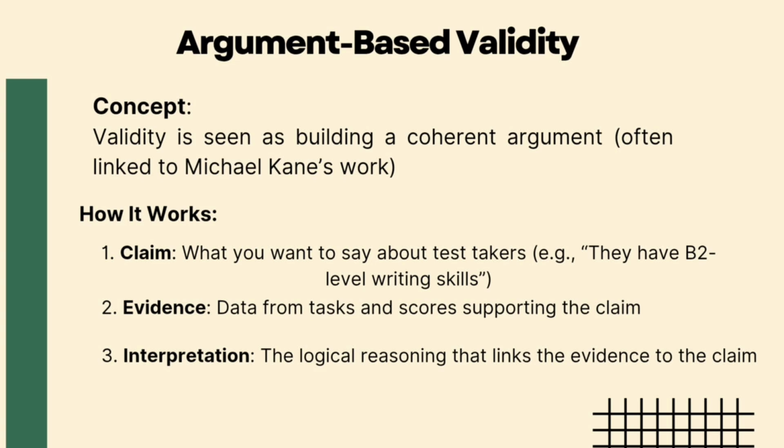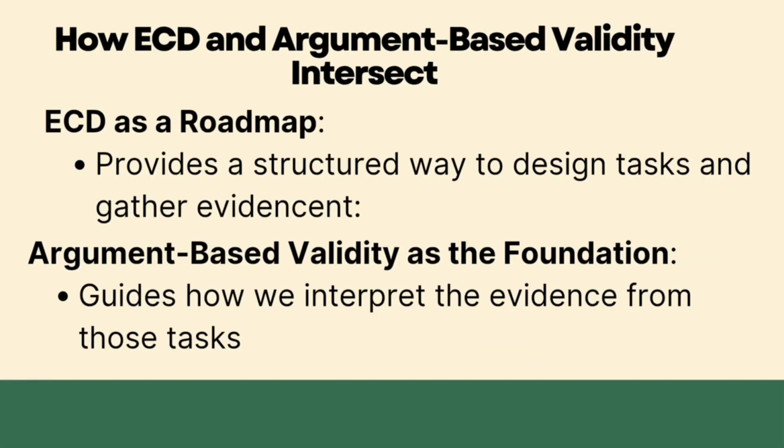In this part, we have to connect the evidence to the claim. For example, if an essay of a student is used to claim that it is in a B2 level writing skill, the argument must show the aspects such as the structure of the student, the sentence structure, the grammar, and the vocabulary meet those criteria.